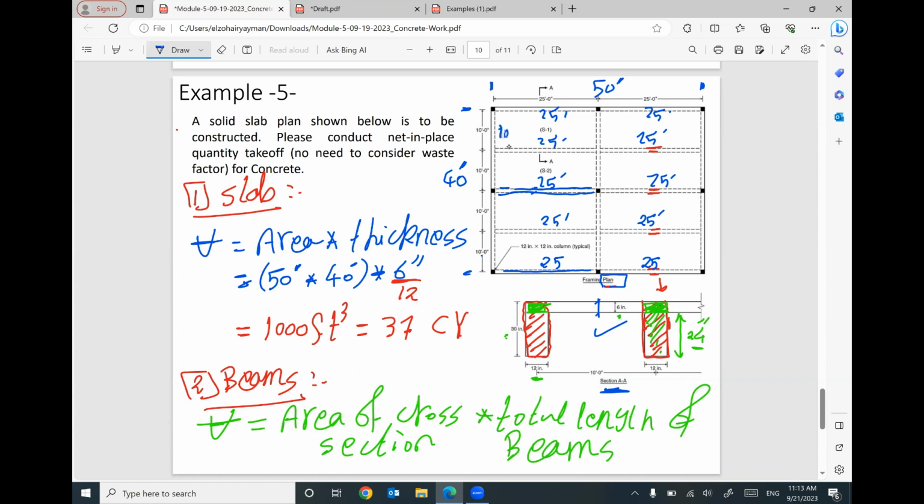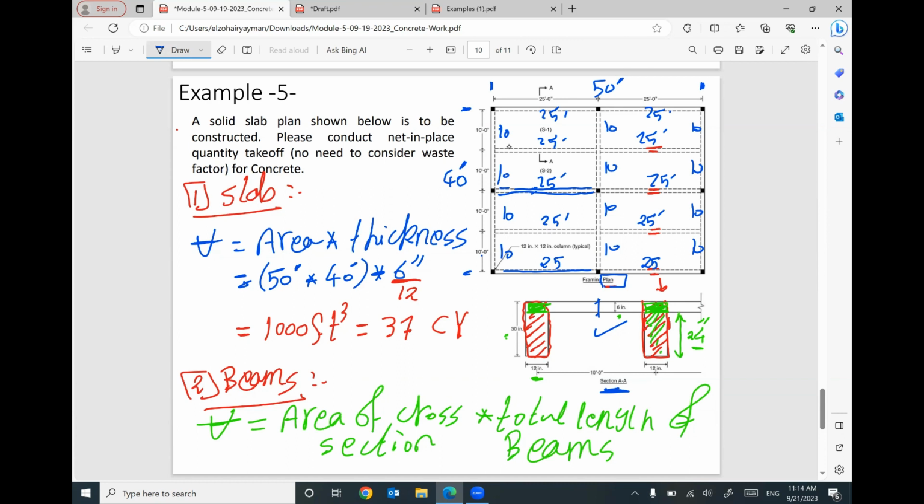And we have 10 feet, 10 feet, 10 feet, and so on. Go ahead and add all of these dimensions together to find out the total length of your beams. That makes sense? So I will multiply 25 by how many? 1, 2, 3, 4, 5, 10. Plus 10. 1, 2, 3, 4, 8, 12.